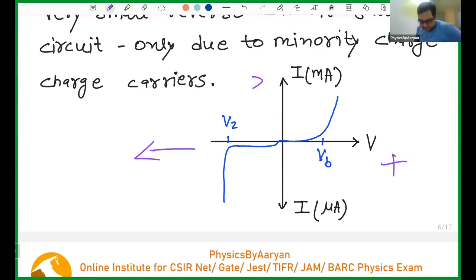Small current, though I understand that this is a small current because there are not many minority charge carriers. But why is this a constant current? Can anyone explain why the current is constant here? Small I understand, but why is it constant?